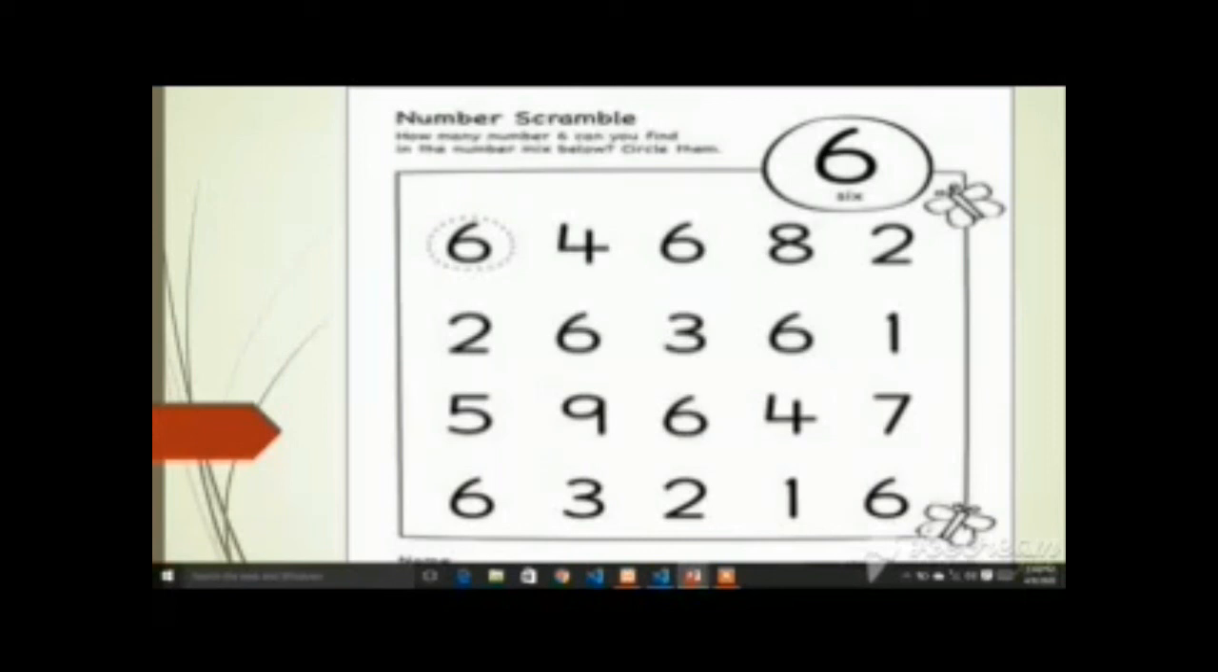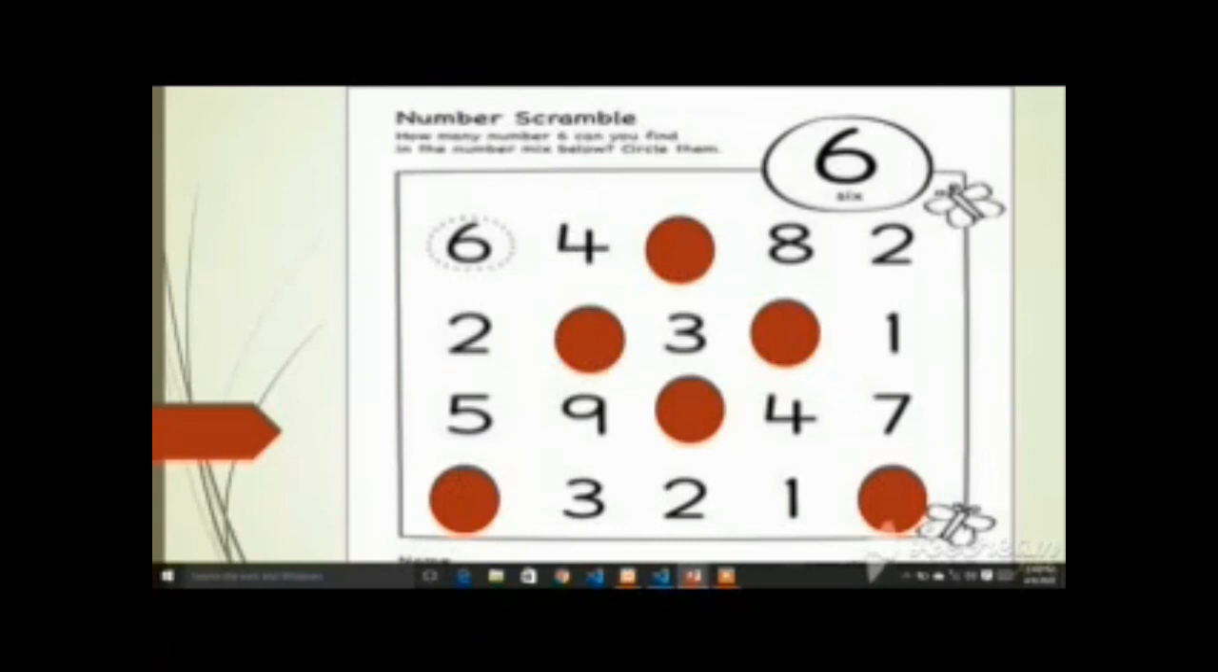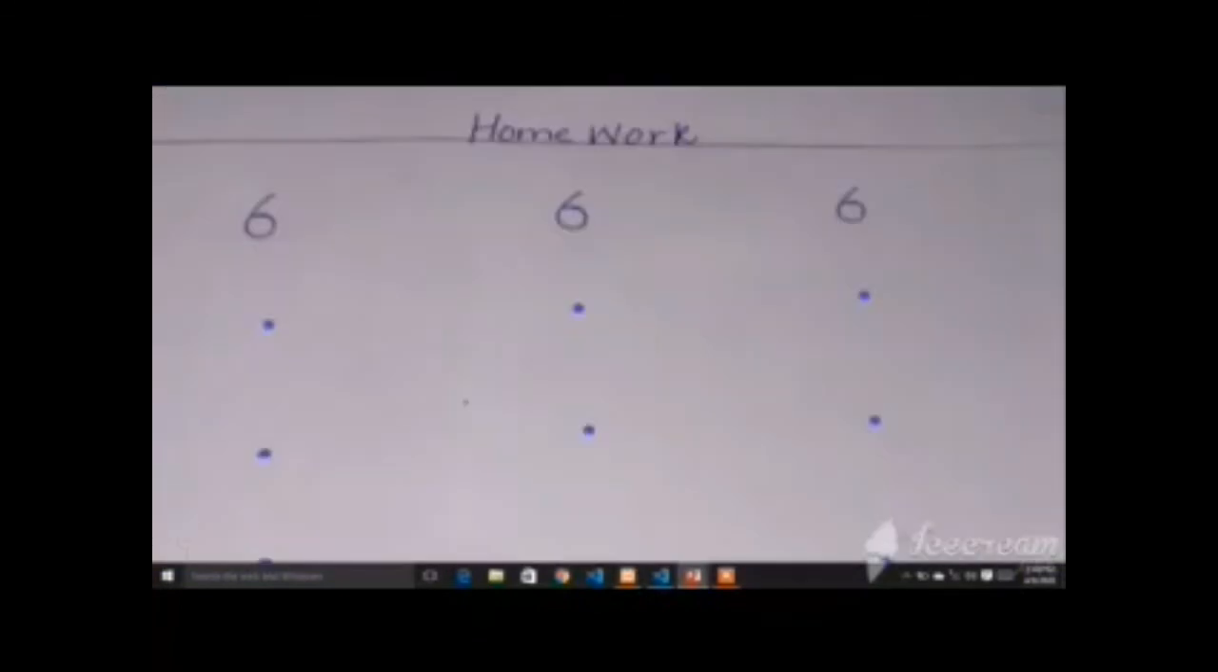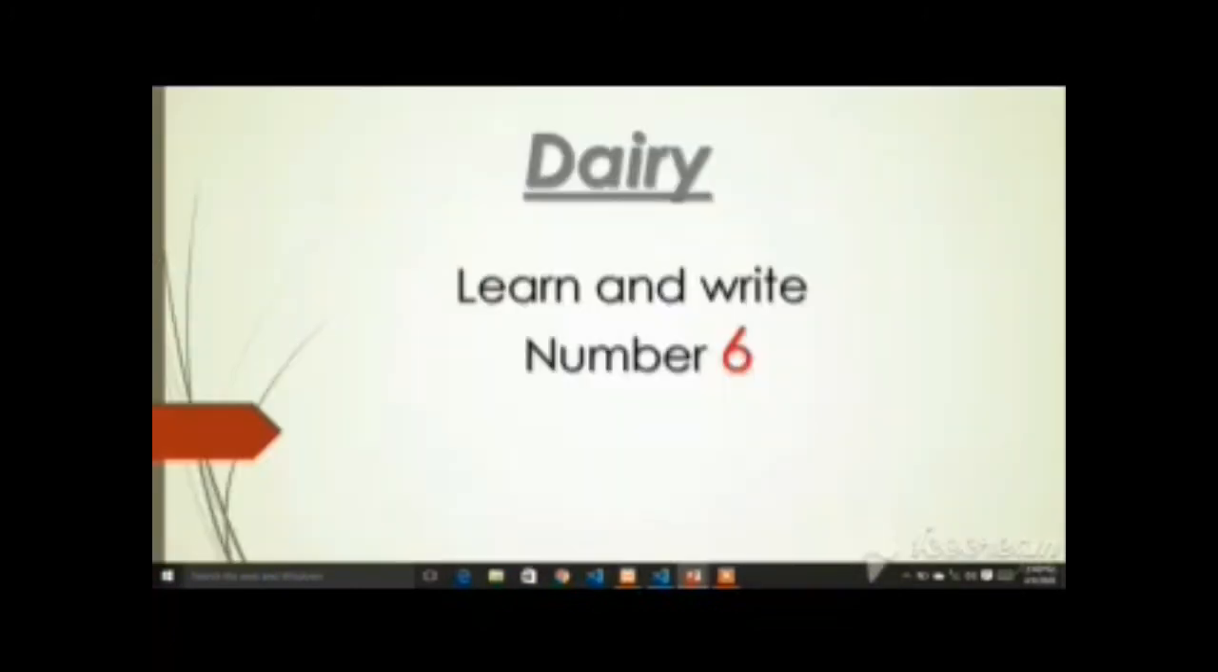Find the number 6 and make a circle around it like this. Very well. Friends, you should prepare a notebook like this. Diary, learn and write number 6.